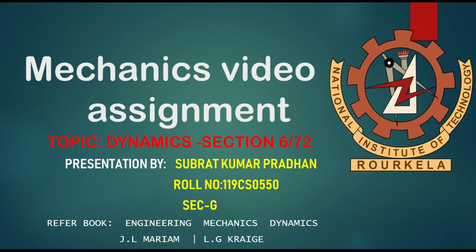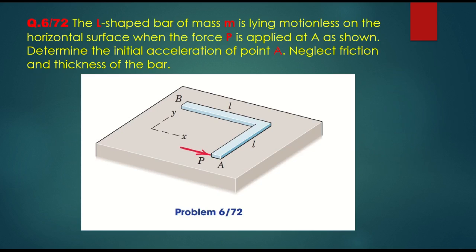My topic is from Meriam and Craig's Dynamics, question number 72 of chapter 6. Now let's have a glance at the question. The L-shaped bar of mass m is lying motionless on the horizontal surface when the force P is applied at A as shown. Determine the initial acceleration of point A. It's given to neglect friction and thickness of the bar. The figure is clearly shown below.